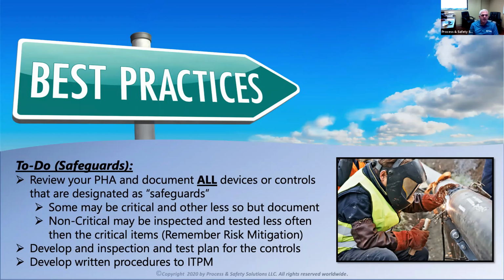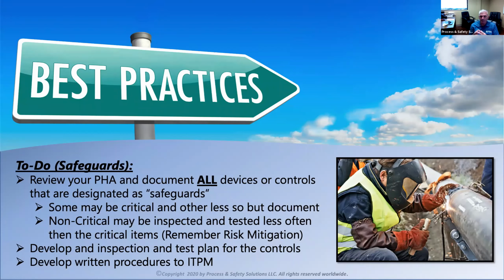Review your PHA for safeguards and document all devices or controls that are designated as safeguards. Some may be critical and others less so, but document them. Non-critical may be inspected and tested less often than critical. Remember, risk mitigation is the goal here.